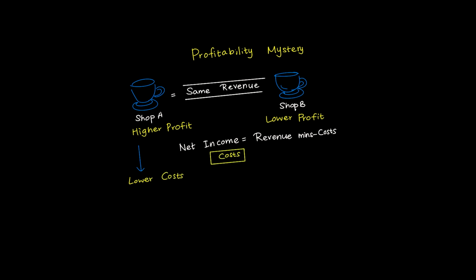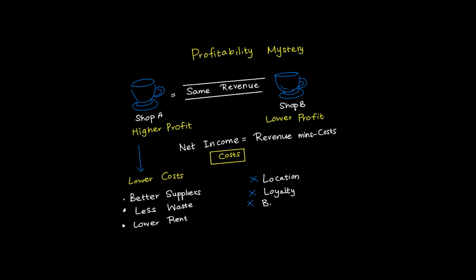lower costs. Maybe they negotiated better deals with suppliers. Maybe they waste less coffee. Maybe their rent is lower. Or perhaps they schedule staff more efficiently to reduce labour costs. Cost management is about controlling expenses without sacrificing quality. This isn't about location advantage because location affects how much revenue you generate through foot traffic. It's not about customer loyalty or brand recognition, because those factors would create revenue differences, not profit differences when revenue is already equal. When revenues match but profits don't, always look at the cost side of the equation.